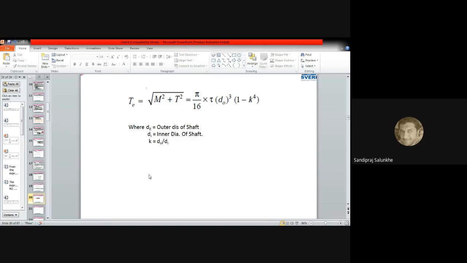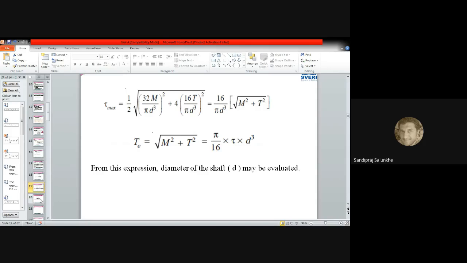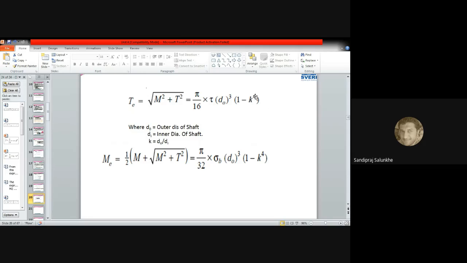Okay. When we are going to use this, we are going to use it with the maximum shear stress theory. Whereas when we are going to use the maximum principal stress theory, in that case this equation will become ME is equal to 1/2 (M plus under root M square plus T square) is equal to pi by 32 sigma b into DO cube into bracket 1 minus K raised to 4. No, it will not be K raised to 4. It will be K raised to 3.